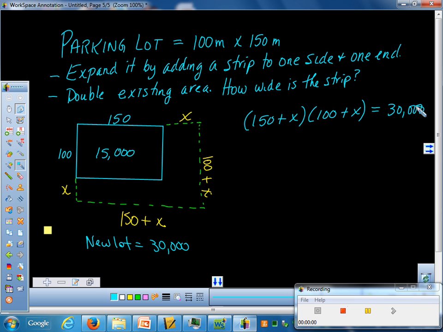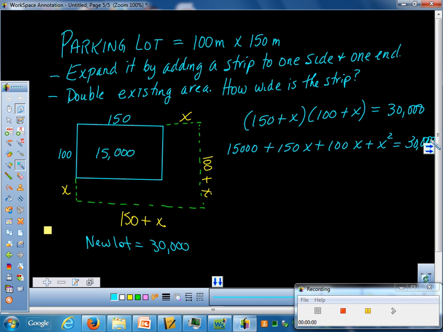So can I set each factor equal to 30,000 and get my answers? No, you can never set factors equal to anything but 0. Since that's not a 0, yes, we have to FOIL this thing. So, okay, well, we just did that. 150 times 100 is 15,000. Outsides are 150x, insides are 100x. And last for a nice x squared, so it wasn't bad to FOIL it.